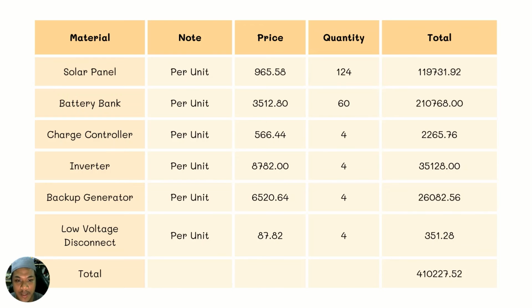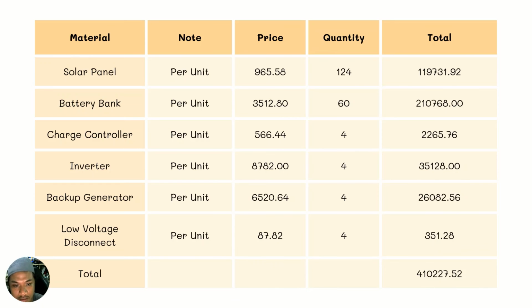The quantity for solar panel is 124, so the total price for solar panel is 119,731 ringgit and 92 cents. For battery bank, the quantity is 60 and the total price is 210,768 ringgit. For charge controller, the quantity is 4 and the total is 22,265 ringgit and 76 cents.